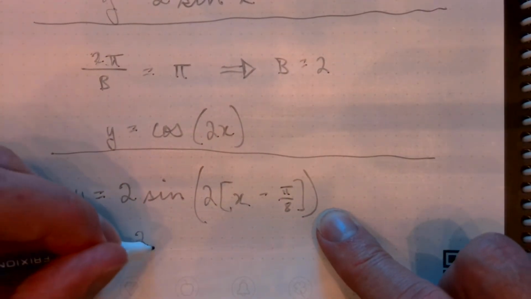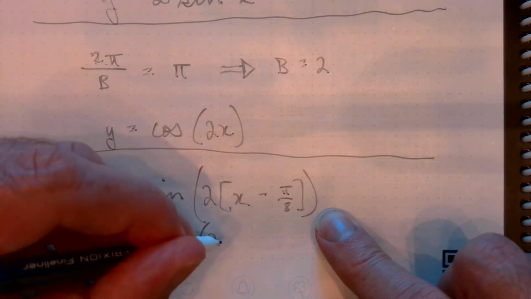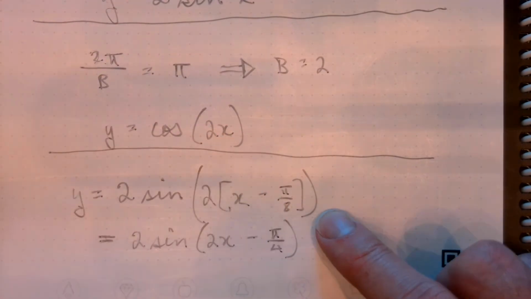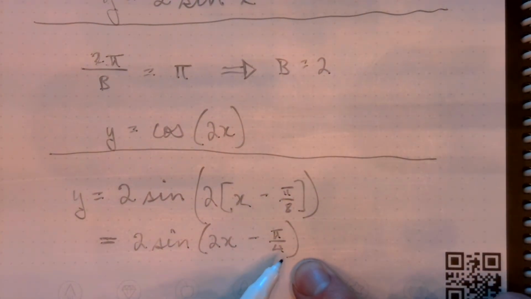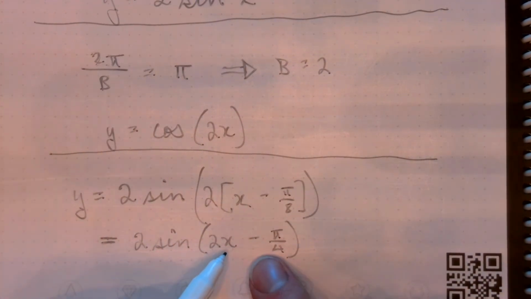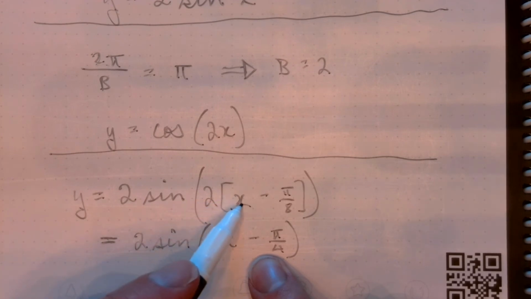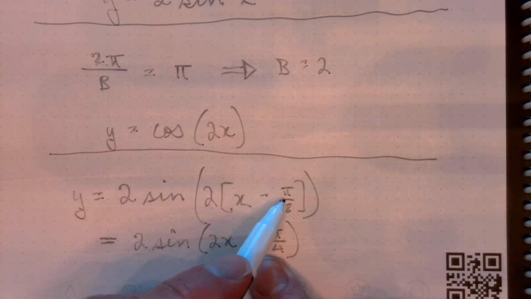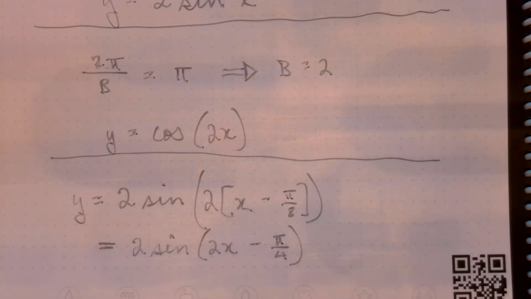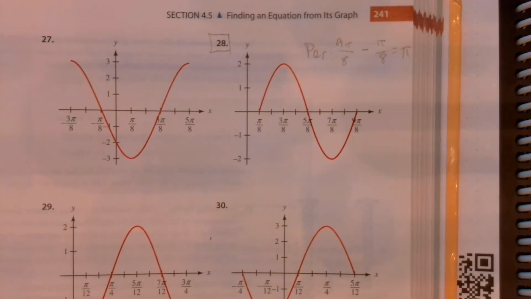I suppose if we wanted to be clever, we could do that. Where's the pi over 4 coming from? We'll multiply through. Notice there are no parentheses here anymore on the inside, no brackets. So distribute 2x, 2 times pi over 8. The 2's cancel, leaves you with a 4 down there. So once again, we can look at that graph and figure out the important information that we need.